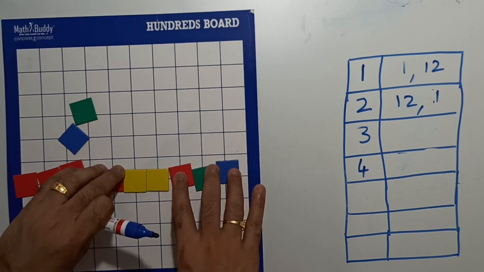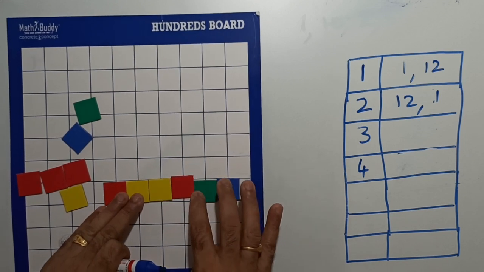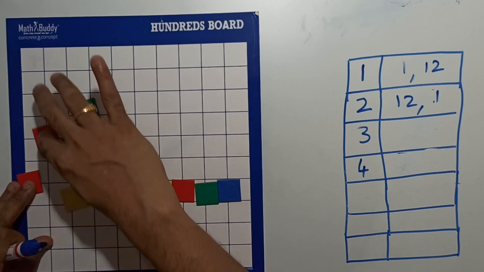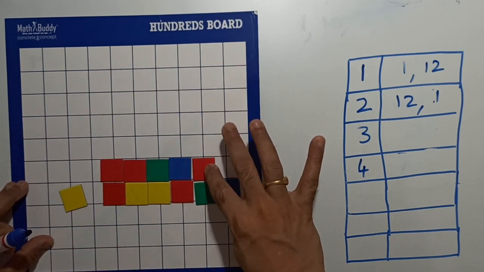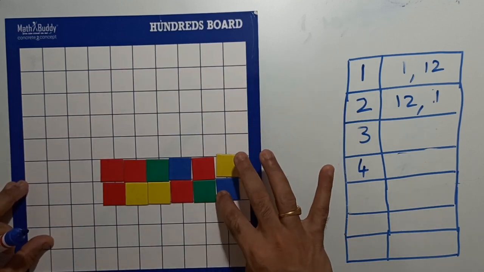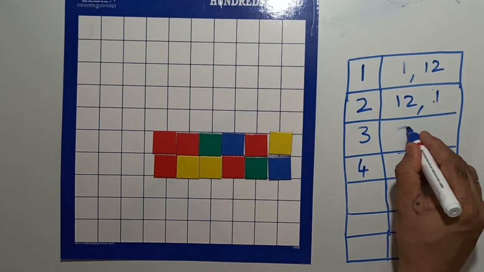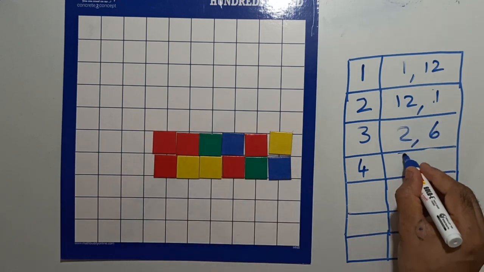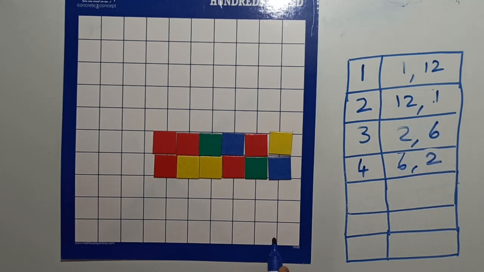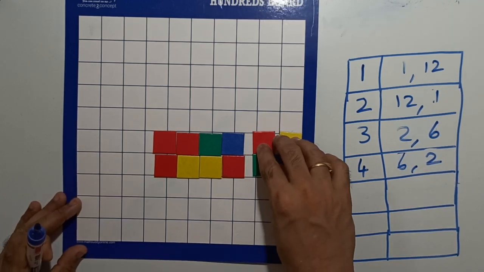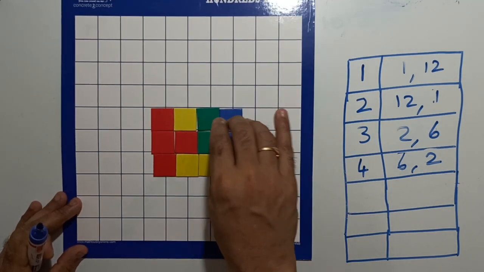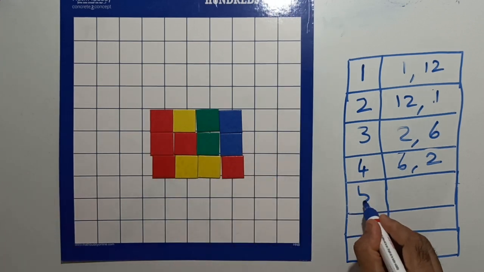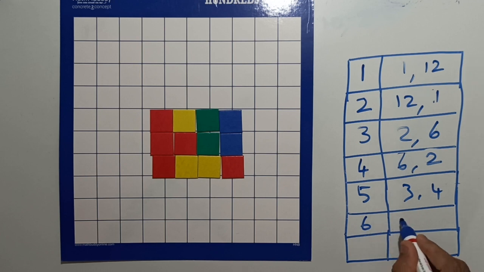I can arrange it in 2 rows of 6 tiles. So I can place 6 tiles like this. So I can arrange it in 2 rows of 6 tiles. And I can turn it around and say I can also arrange it in 6 rows of 2 tiles. What else can I do? I can arrange this in 3 rows of 4 tiles. So that's another rectangle. So 3 rows of 4 tiles and again 4 rows of 3 tiles automatically.